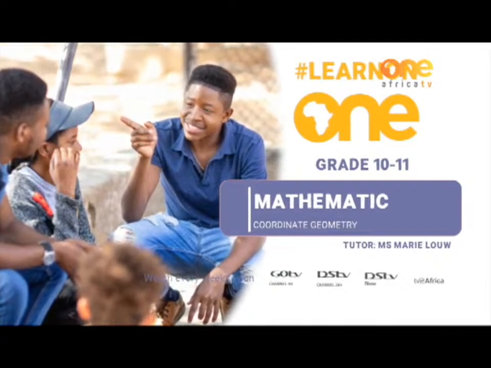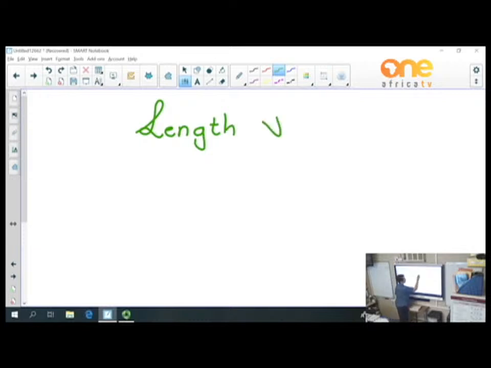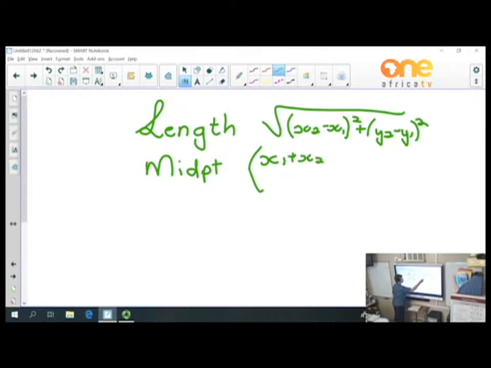Grade 11s. So in the first place, we've looked now at the length formula. We're still busy now with coordinate geometry. And this one was then x2 minus x1 squared plus y2 minus y1 squared. The second one was the midpoint formula. Make sure that you know them now, which is then x1 plus x2 over 2. This is a point that you get, so that's why there's a comma in the middle.